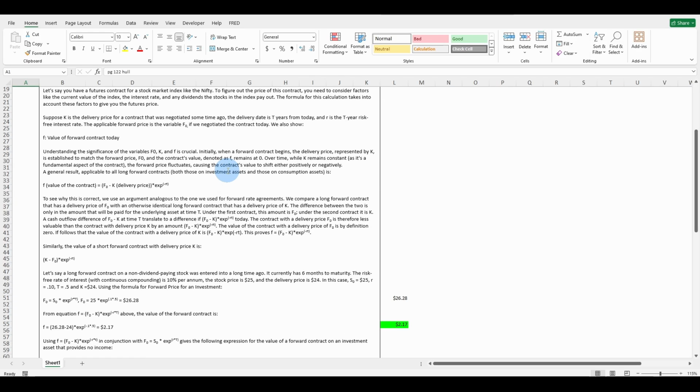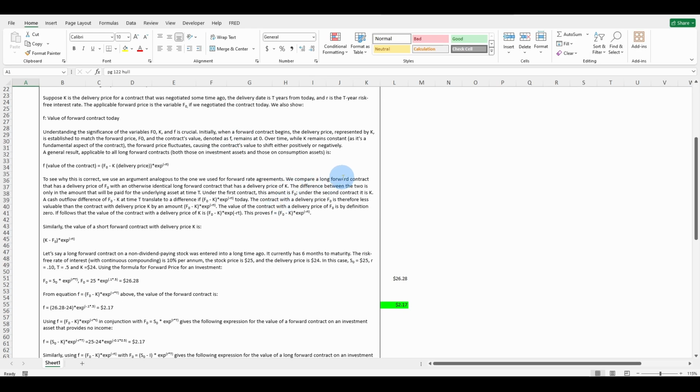Forward contracts versus forward rate agreements. We compare a long forward contract that has a delivery price of F0 with an otherwise identical long forward contract that has a delivery price of K. The difference between the two is only in the amount that will be paid for the underlying asset at time T. Under the first contract, this amount is F0. Under the second contract, it is K.